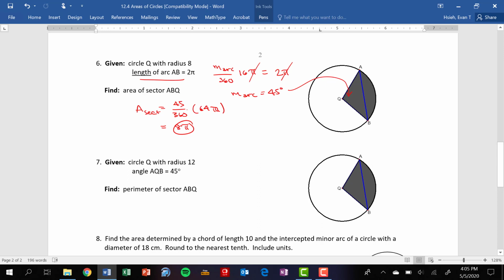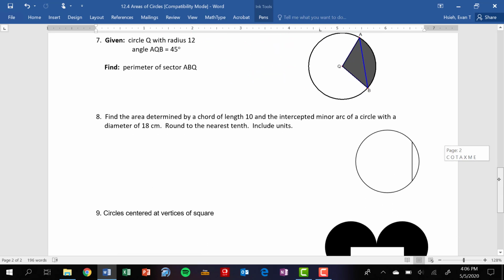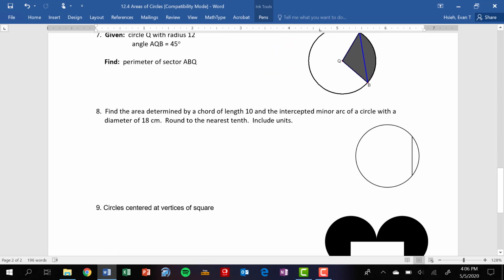Okay, let's move on to problem number 8. Okay, so we got a chord here. Its length is 10. Intercept a minor arc. And we're looking for the area of this right here. So we're looking for the segment. And I know that the diameter is 18, so if I draw in my little triangle here, I know that these two sides are going to be 9 and 9 right there.